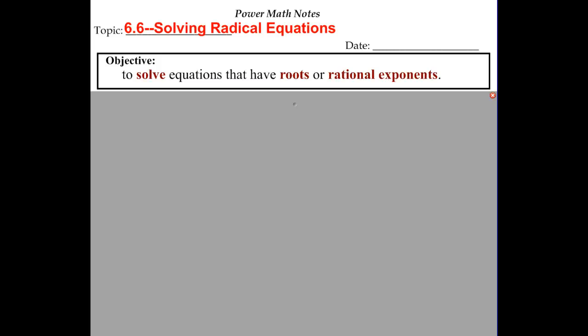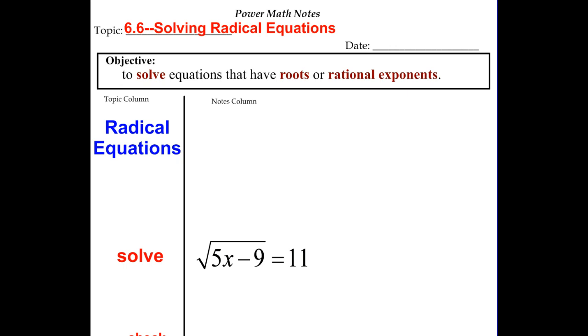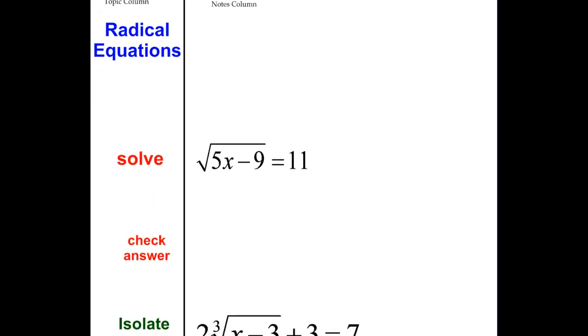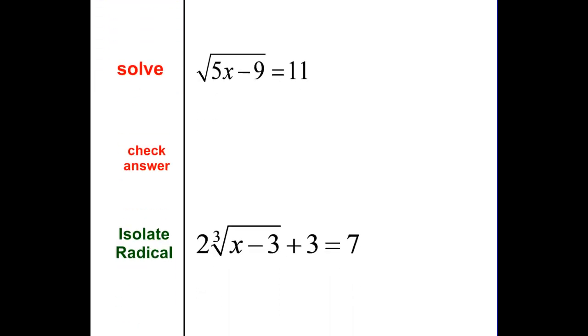All right, today we are going to talk about chapter 6.6 from Algebra 2, which is really solving radical equations. So what that means, what our objective is, is to solve equations that have roots or rational exponents in them. So let's look at this. First thing, let's look at a radical equation here. I want to solve for x in this problem.